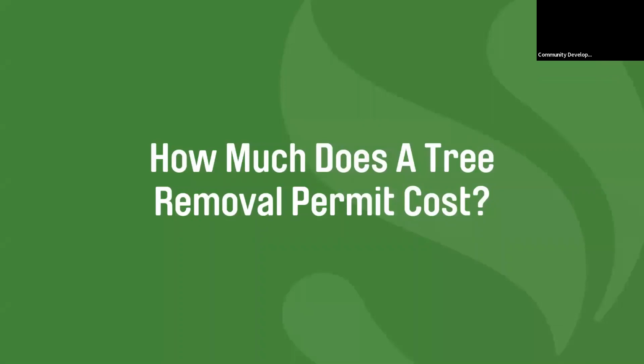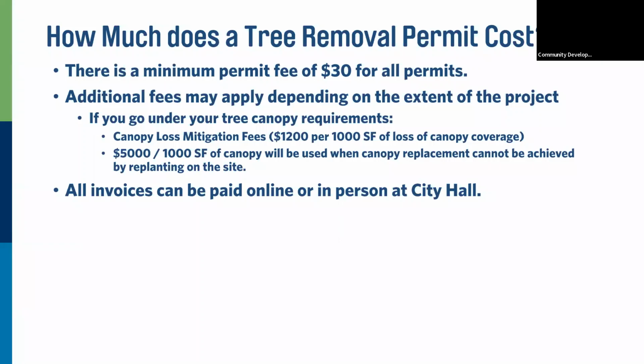How much does a tree removal permit cost? So in general, it's going to be about $30. You can pay that in person or online. Online will have a very minor technology fee. If you go under your canopy coverage requirements, there would be additional fees for canopy loss. That's if you would like to remove healthy trees under what you are required to keep on your property. And that's assessed at $1,200 per 1,000 square feet of canopy loss.